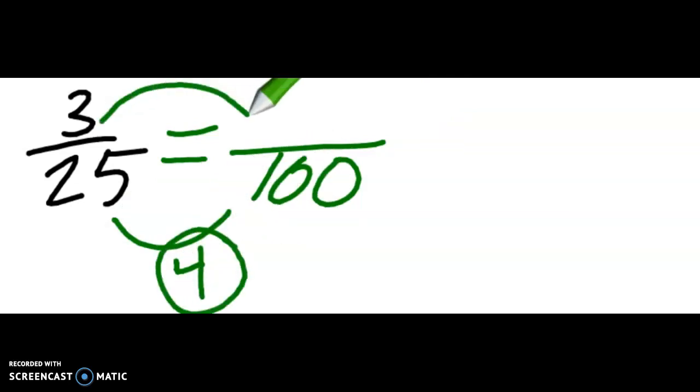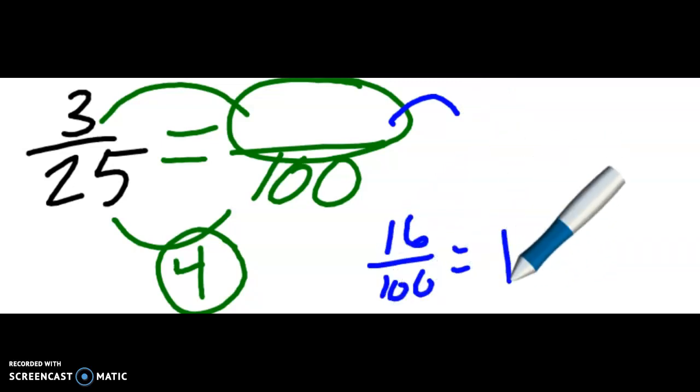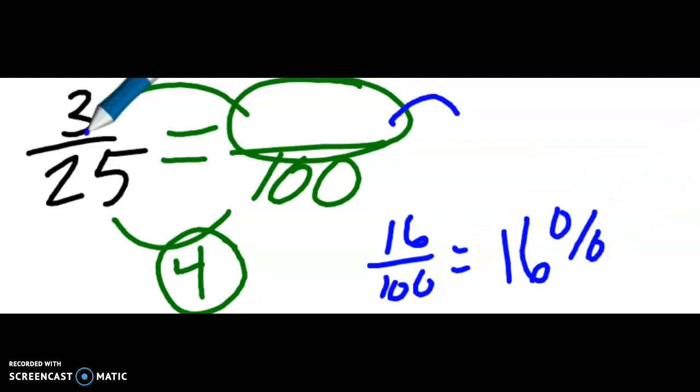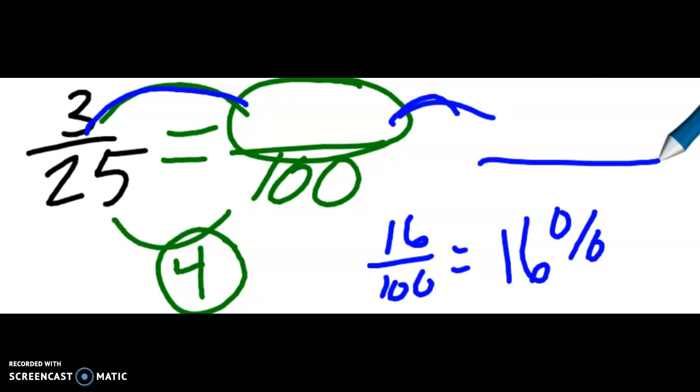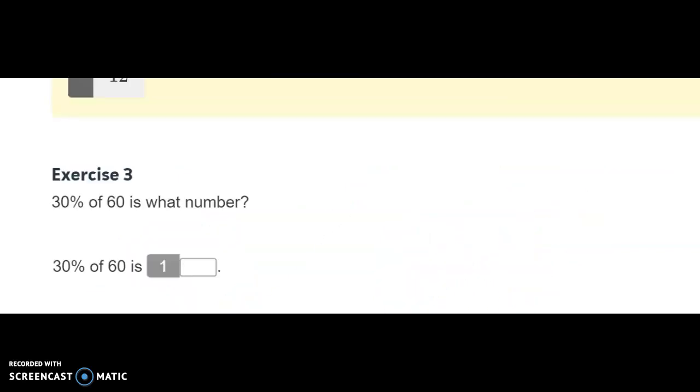So then we have to multiply the 3 times 4, and that will give us our top number, or our numerator. And when we get our numerator, it's the exact same thing as what we just had done: 16 over 100 equals 16%. So when we take that 3 and multiply it by 4, that will give us our percent, since 3 over 25 will be the same percentage. So 3 times 4 is going to give us 12, and that answer is going to be 12%. You got to love the percents.